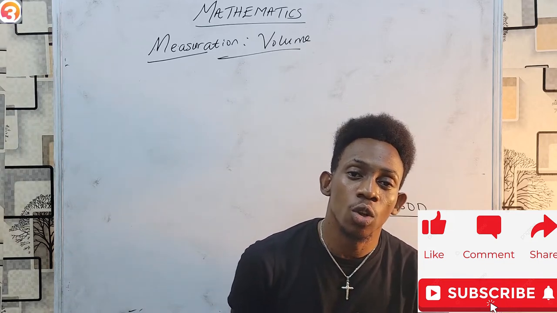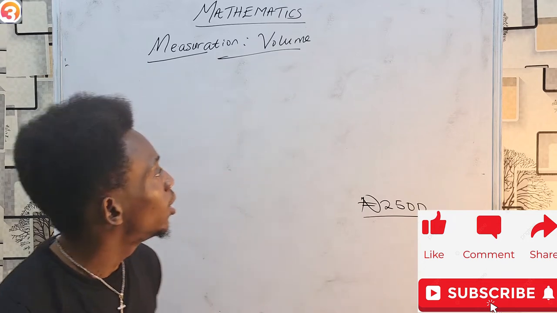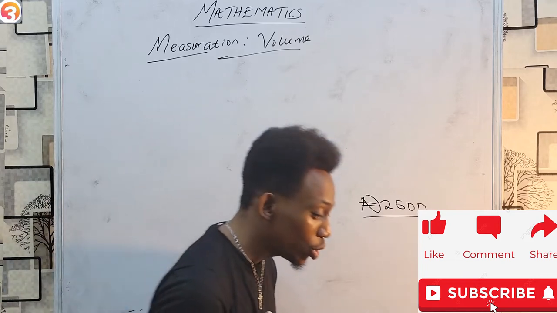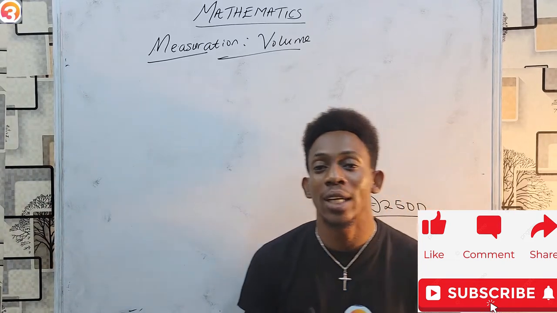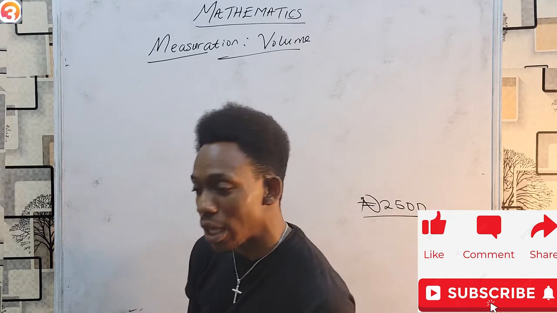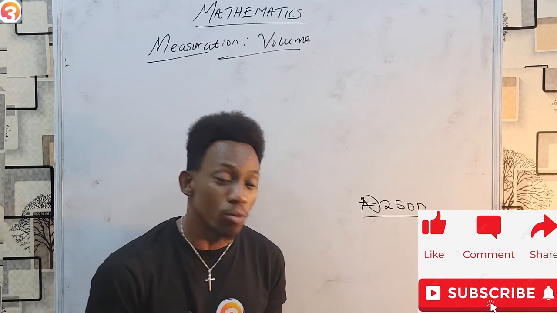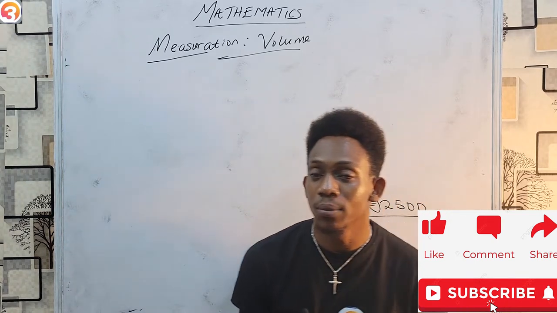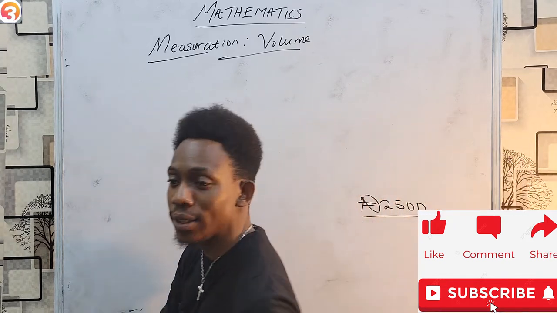Now, please take note, only solid shapes can have volumes. That means things like rectangles and squares and circles, these do not have volume. Those are plane shapes. They are two-dimensional. They cannot contain anything. They have no volume. But your three-dimensional shapes, your cylinders, your cube, your cuboids, these can all have volumes. So it's those volumes we want to learn how to calculate.